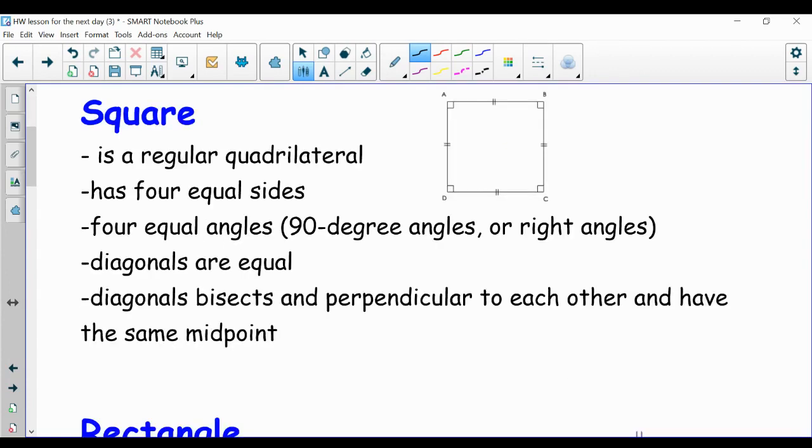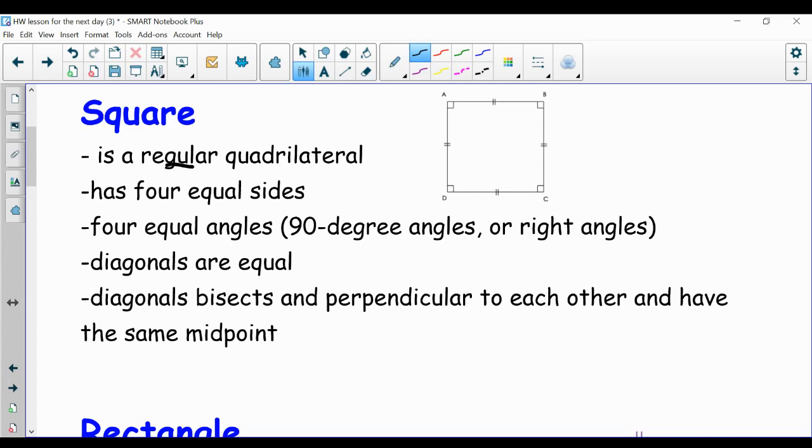First one, we have the square. It's a regular quadrilateral. Regular means all four sides are equal, and you can see that all four sides AB equal BC equal DC equal AD. The four sides are equal, and the four angles are all right angles. You see a little box on each of the corners. Angle A equals angle B equals angle C equals angle D equals 90 degrees.